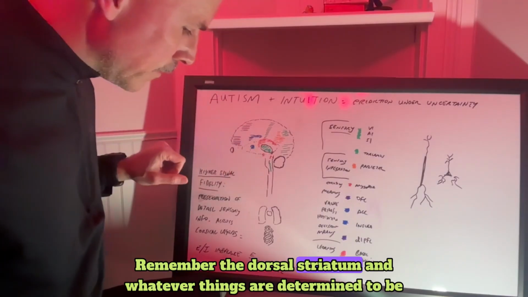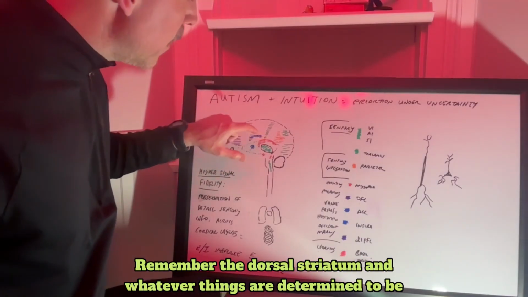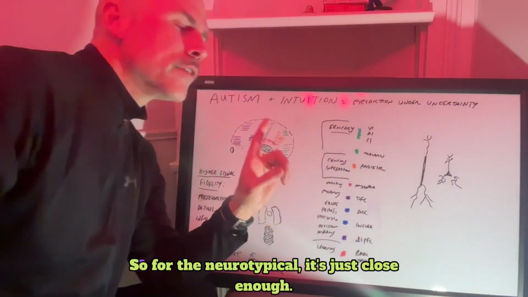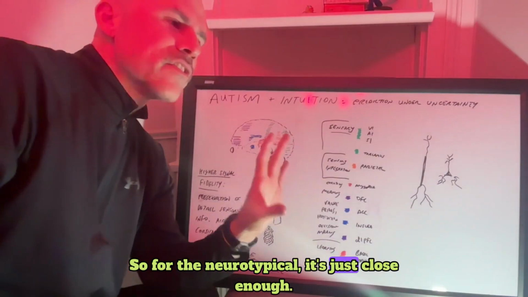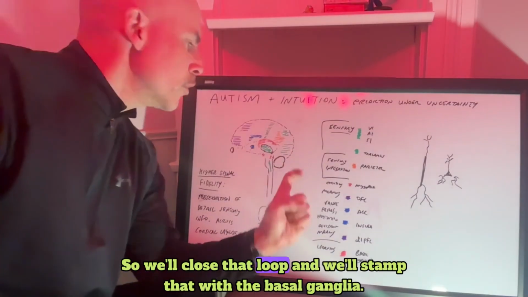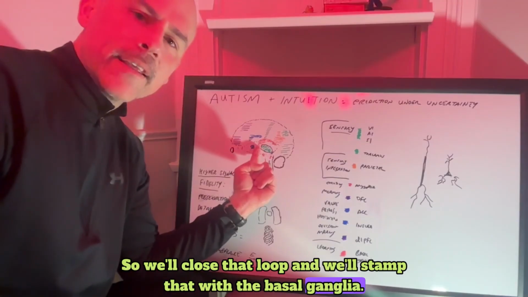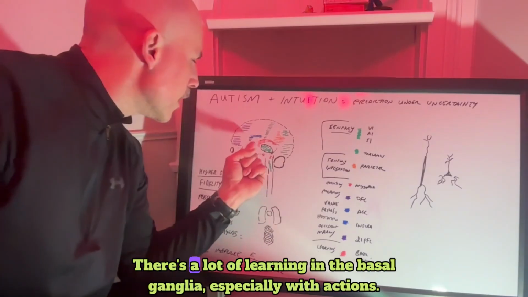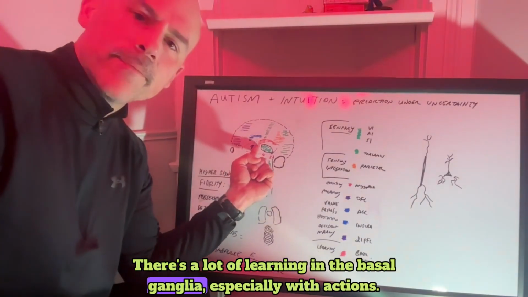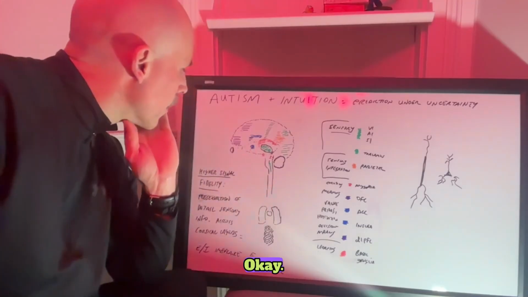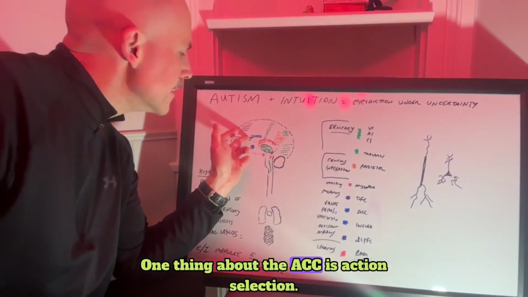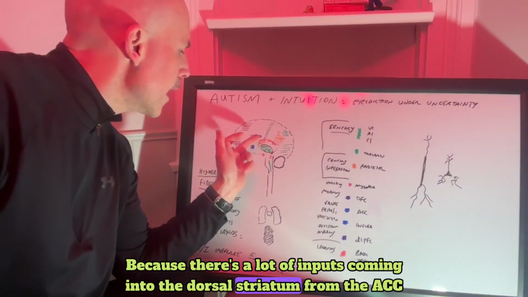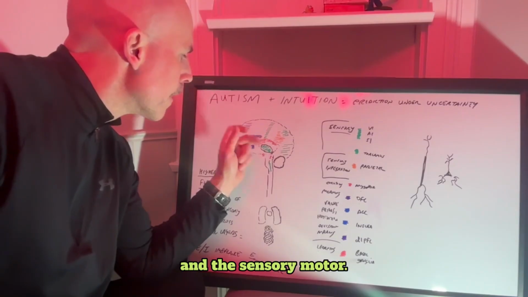Remember the dorsal striatum? And whenever things are determined to be acceptable, so for the neurotypical, it's just close enough, we'll close that loop and we'll stamp that with the basal ganglia. And then our behaviors will be run through that. There's a lot of learning in the basal ganglia, especially with actions. Okay. One thing about the ACC is action selection.